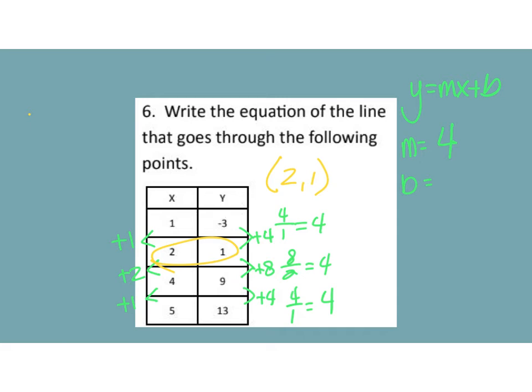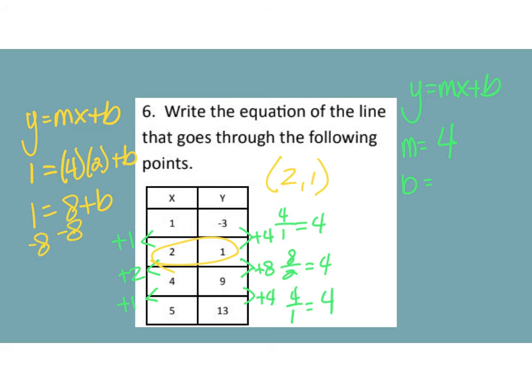So if I'm going to use y equals mx plus b, the y value is a 1, my slope is 4, the x is 2, and then we're looking for b. So 1 equals 8 plus b. I subtract 8 on both sides, so b has a value of -7. So when I go to write my equation, y equals 4x minus 7.